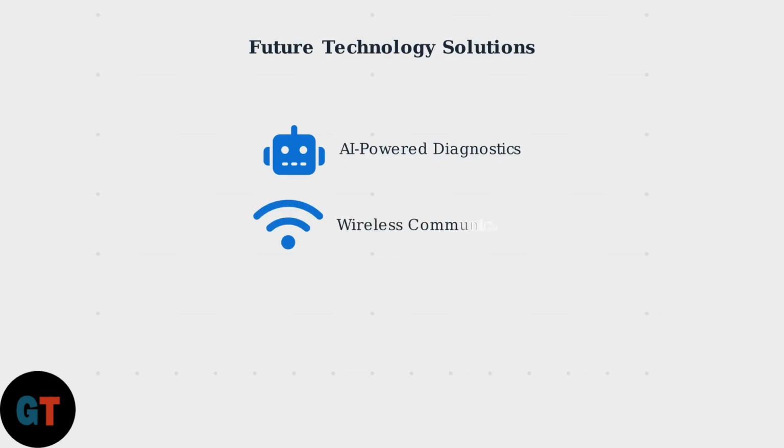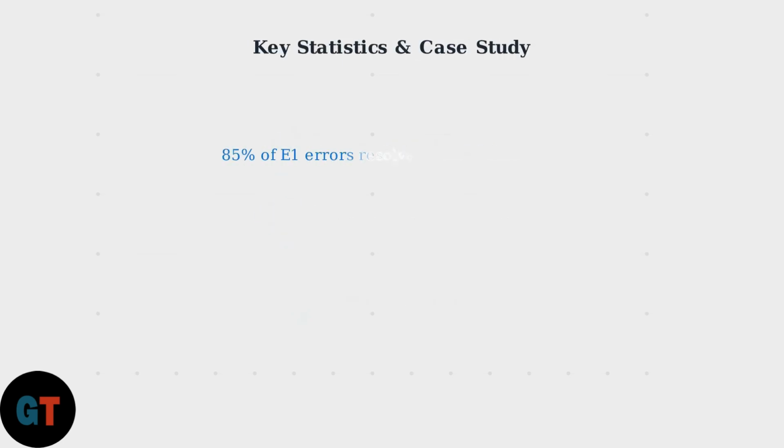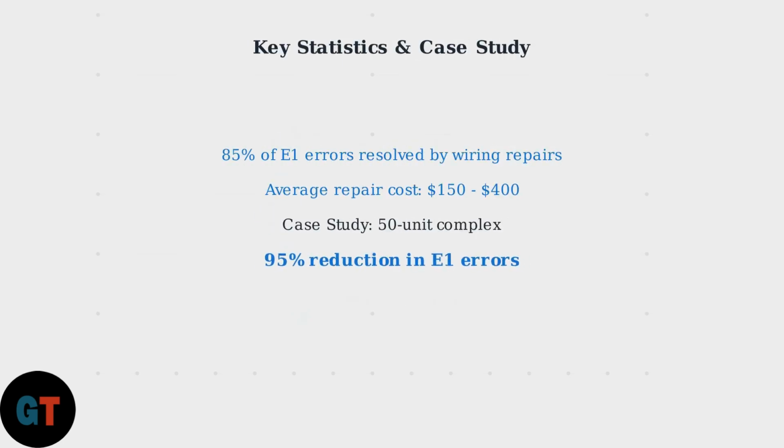Looking to the future, Samsung is developing AI-powered diagnostic systems that can predict E1 errors before they occur. Wireless communication technology may also reduce dependency on physical wiring, eliminating many communication failure points. Here are the key statistics every homeowner should know. 85% of E1 errors are resolved through wiring repairs, with average costs ranging from $150 to $400.